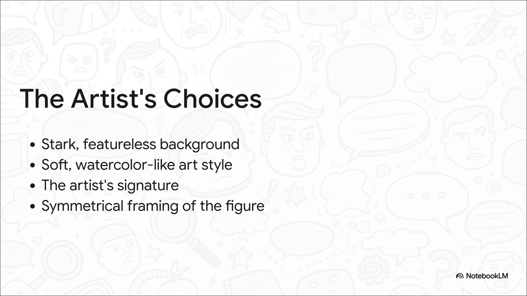I mean, just take the background. It's totally stark and featureless. Why? Well, by not putting this on a specific street corner or in a specific city, the artist makes the whole scene feel universal, like this could be happening anywhere. The soft watercolor style is also interesting. It creates this strange contrast with the harshness of the subject. But the symmetry, that's key. The individual is perfectly centered, visually trapped by the forces on either side of them.